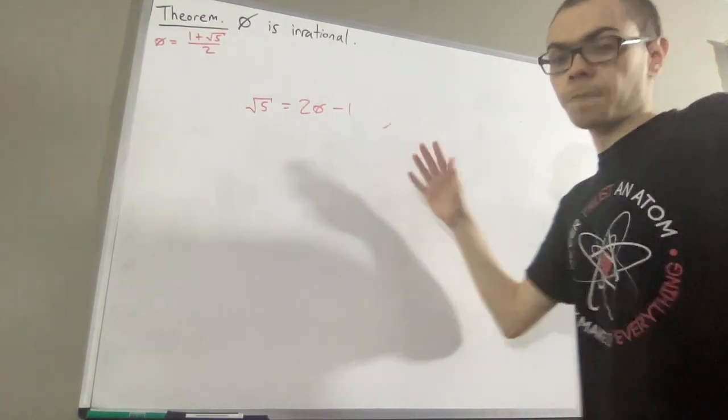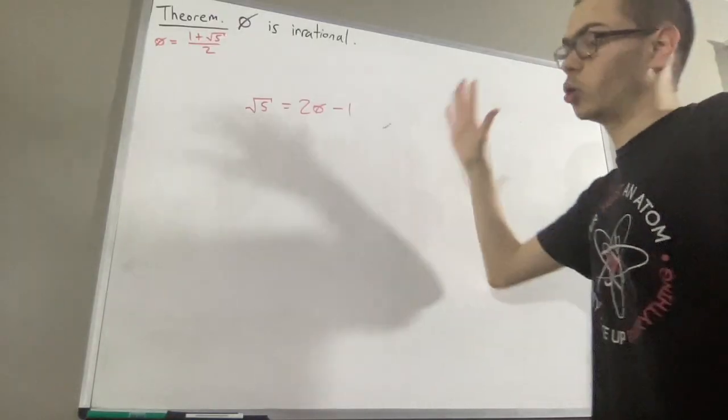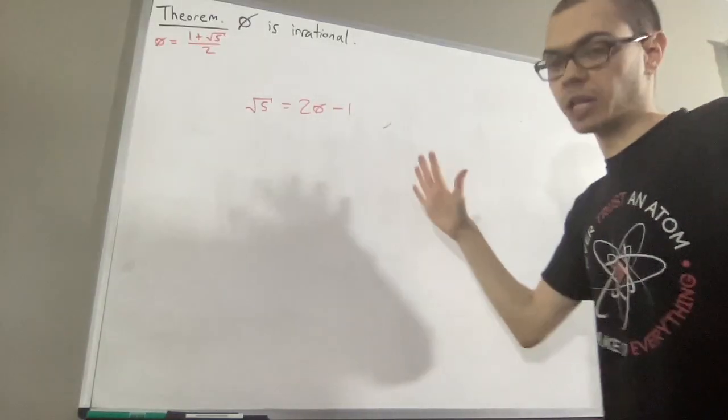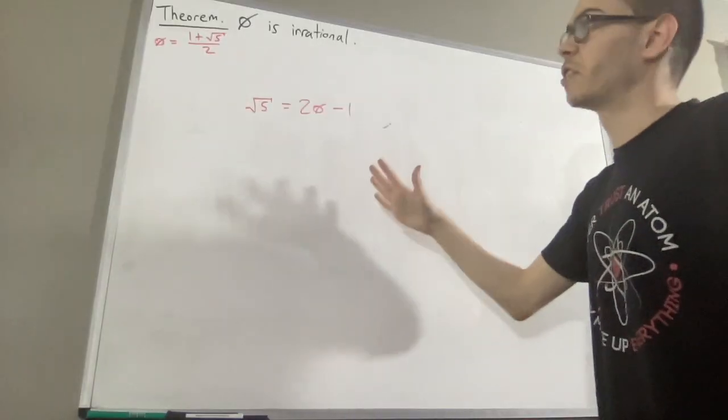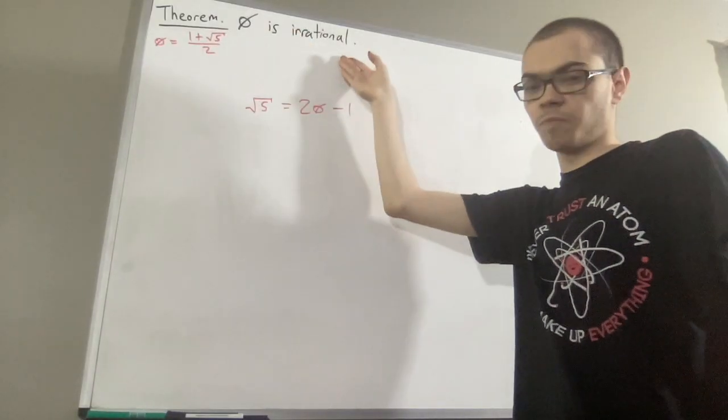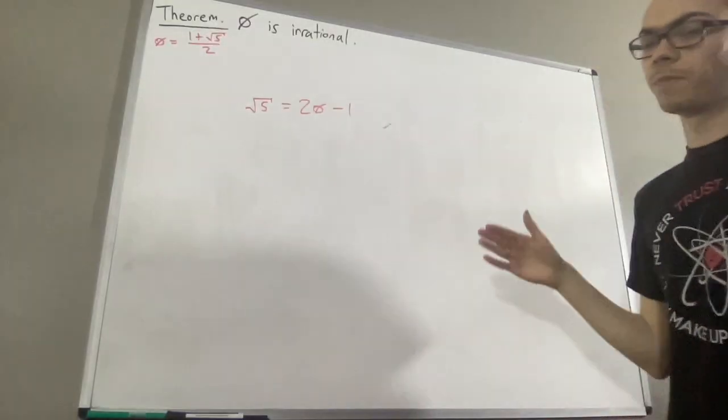So we've reached a contradiction. Our assumption that the golden ratio is rational led us to a contradiction. So we must instead have that the golden ratio is irrational. So that completes the proof.